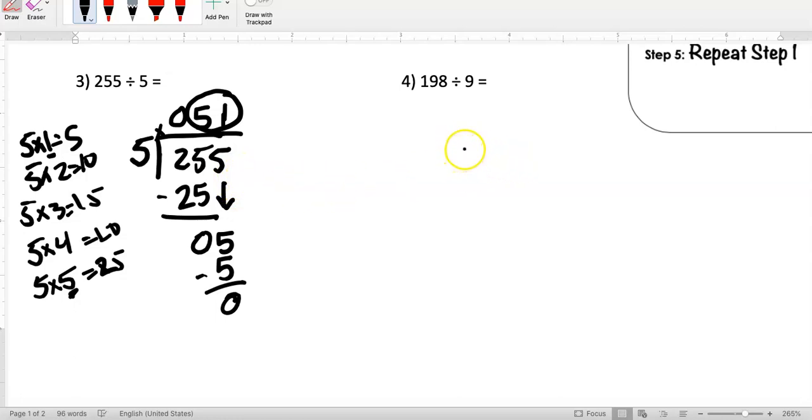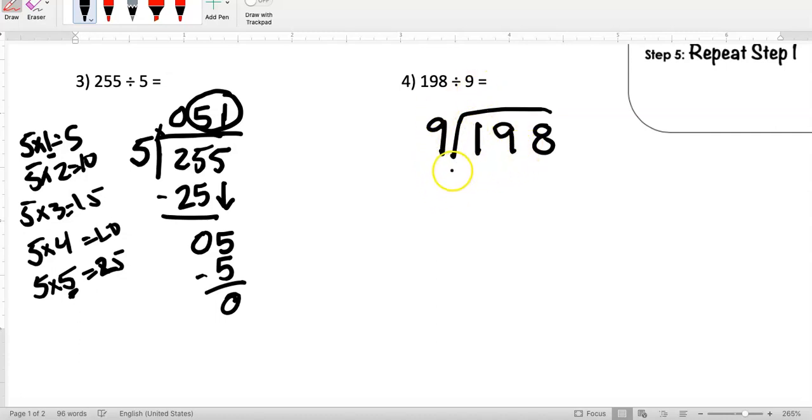Let's go ahead with number 4, and you'll notice it'll be very similar to number 3. It is not going to go into 1. You are going to have to remember that step of what to do when the divisor doesn't go into the dividend, that first digit there. So we're dividing by 9. So we got 198 divided by 9.